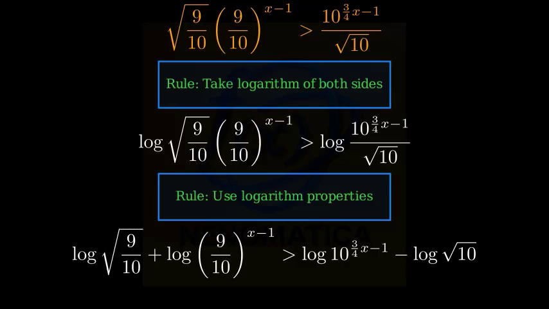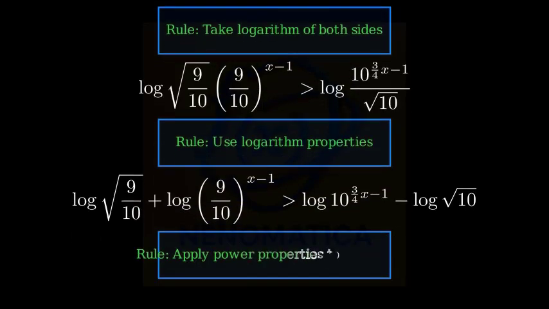the power of x minus 1 is greater than log of 10 to the power of 3/4 x minus 1 minus log of square root of 10. This allows us to work with the exponents more directly. Now, let's apply the power property of logarithms to the terms with exponents.